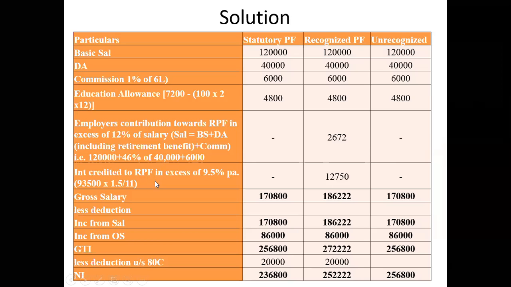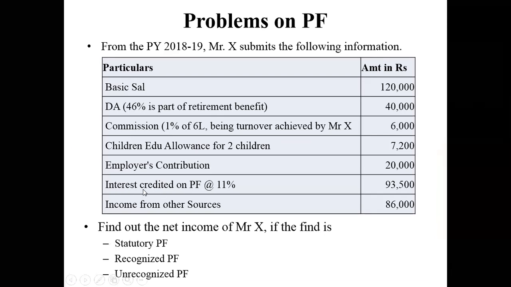Okay. So in my case, it was 11. So this extra amount is going to be taxable. Now, once we are done with this, just check, is anything left out? Okay. DA is considered. Commission is considered. Children's education allowance is considered. Employer's contribution is also considered. Interest credited is also considered. We have not considered income from other sources. Income from other sources, we will consider later. First, let us see what is the income from salary.